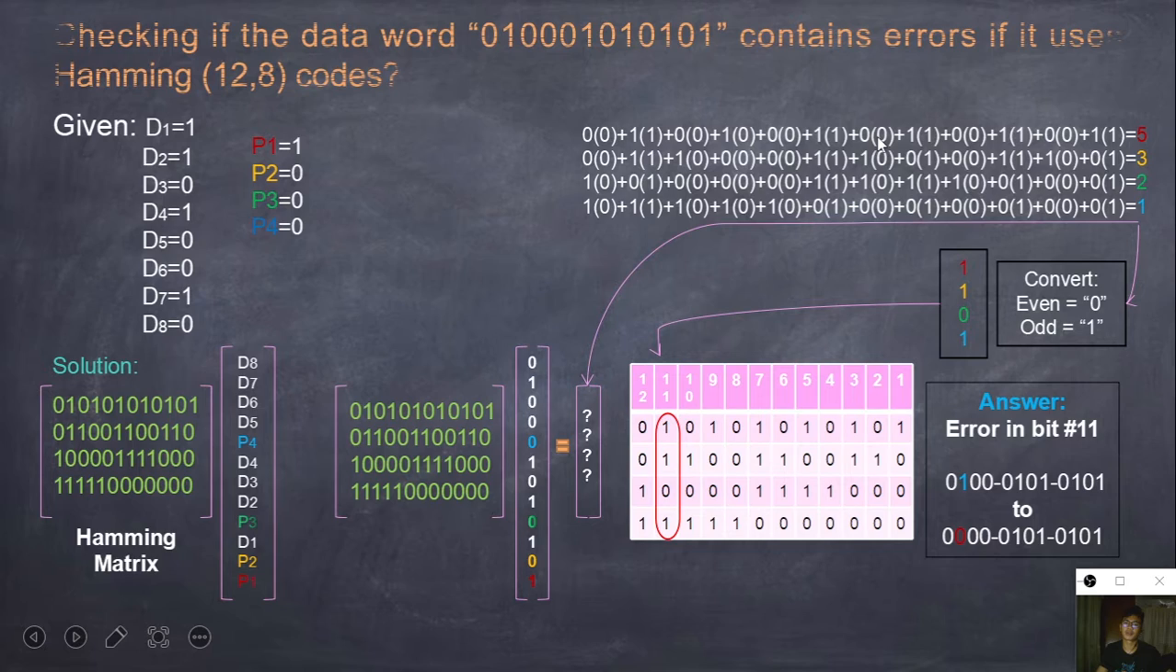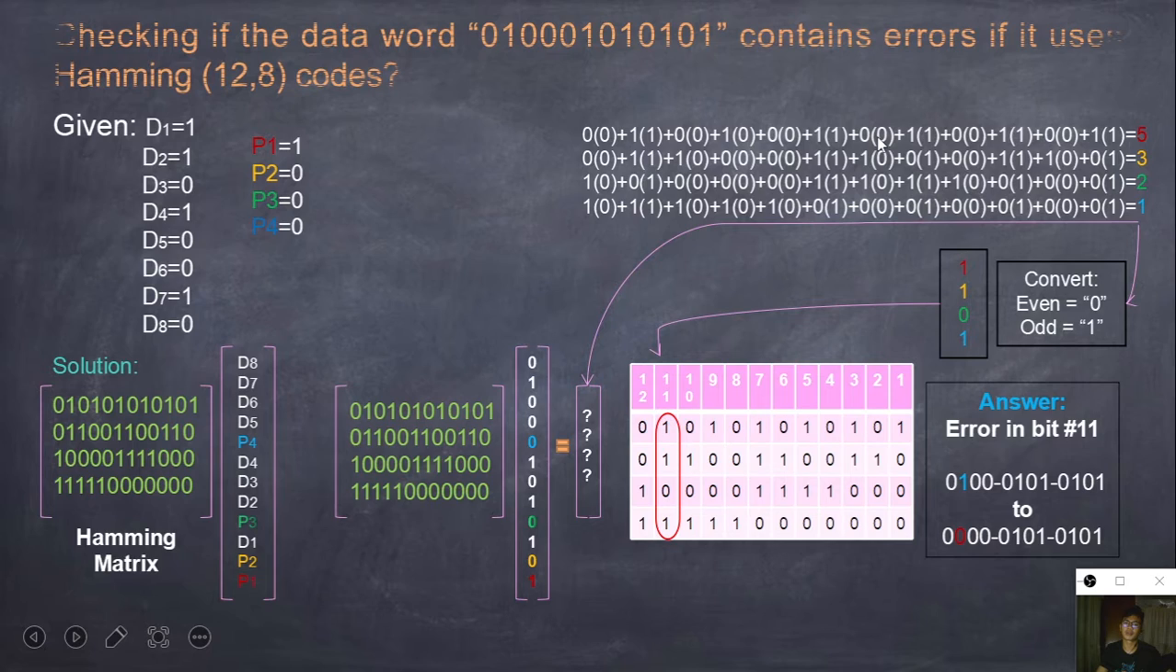Same process for the solution: 3, 2, 1. We convert even values to 0 and odd values to 1. 5 is an odd number, so it has a converted value of 1. The 3 is odd, so it is a 1. The 2 is even, so it has a converted value of 0. And the 1 is odd, so it has a converted value of 1. So the answer is 1101.